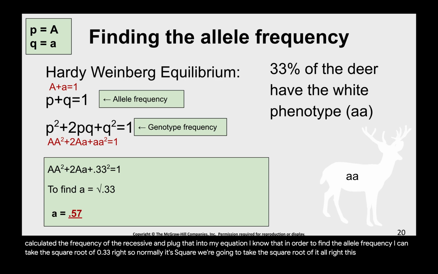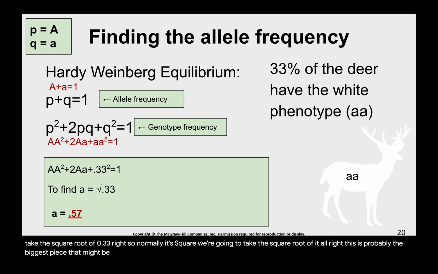This is probably the biggest piece that might be the least intuitive, especially if you're not a math person. But if I take the square root of 0.33, I would find that a, just a single allele, not the genotype, is 0.57. So I have now found the genotypic frequency of aa, and the allele frequency of a being 0.57.